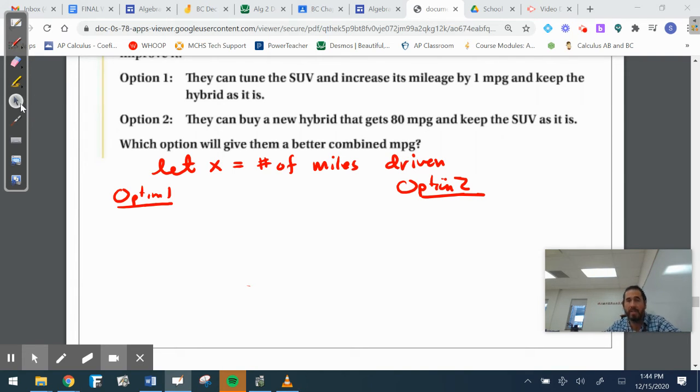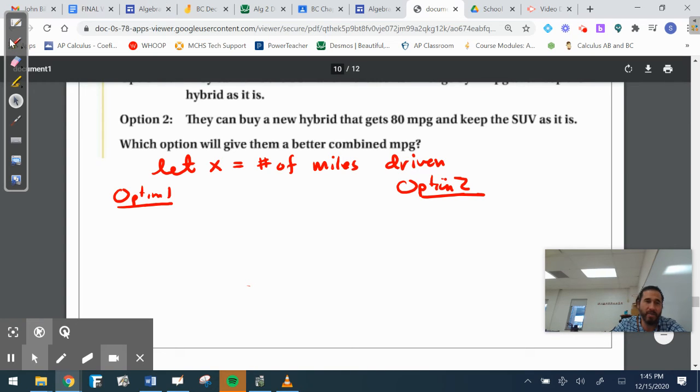Option one, they can tune up and service their SUV and increase the gas mileage by 1, and keep the hybrid at 60 miles per gallon. Or option two, they can buy a new hybrid that gets 80 miles a gallon, but the SUV is going to stay at 10 miles per gallon. All right, so here it goes. Let's check it out. Okay, option one.